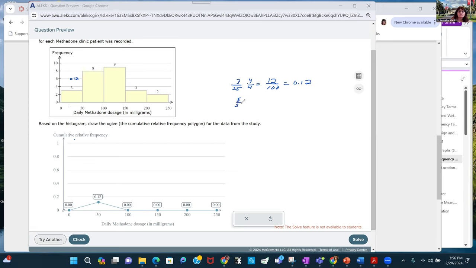So 8 out of 25 multiplied by 4. 32 percent. So now you're going to add that to the 12%, and you get 44%. And then the 9 multiply by 4, you get 36. So you're going to add 36 to the 44%. So that's 80.